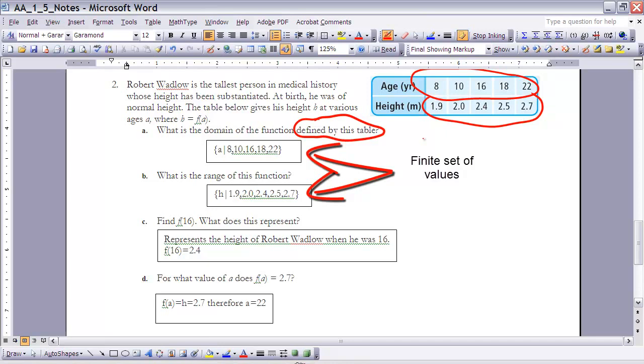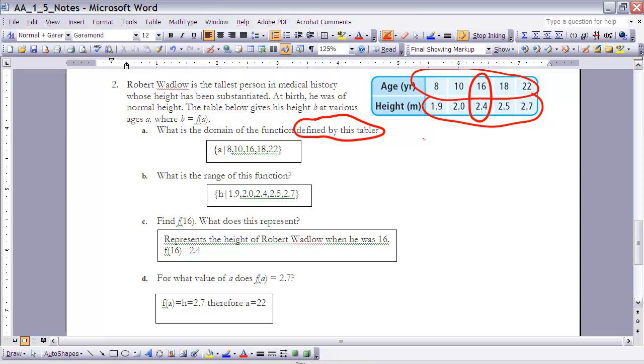Okay. Part C says, find f of 16. Well, f of 16, that means that instead of a, I'm looking at 16. So his age is 16 years. And at 16 years of age, he was 2.4 meters high. So it represents his height at 16, and the value is 2.4 meters.